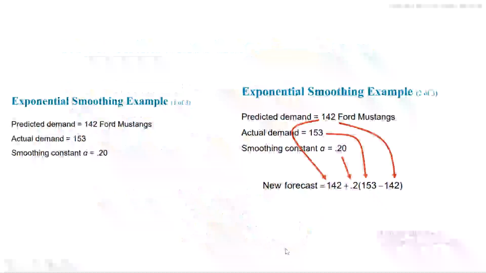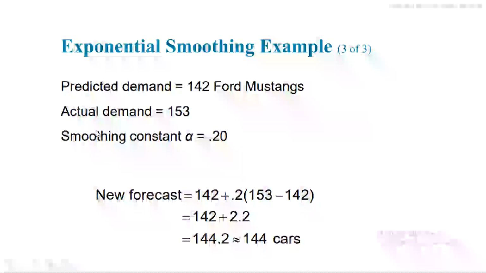But if you see, the predicted was 142. In exponential smoothing, the element of multiplying by alpha just reduces the error. It is nothing but reducing the error. If you don't multiply by this, you will see 153 minus 142 is 11, so you will add 11. Just see how much it would push the forecast. So you would be adding more error, but now you are minimizing the error.